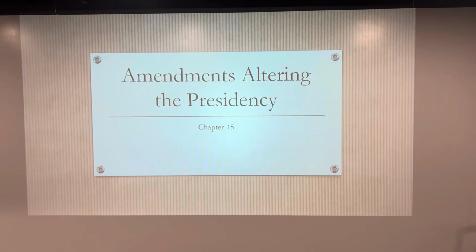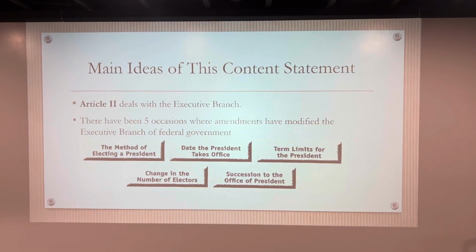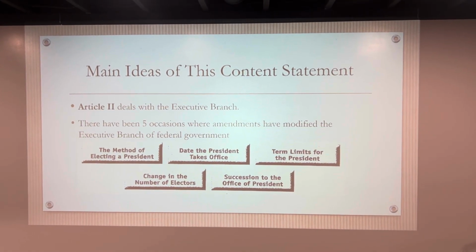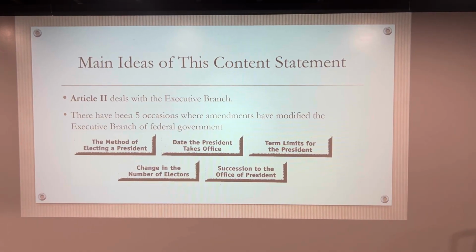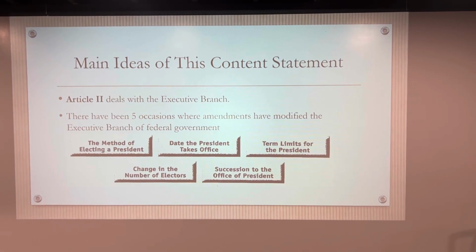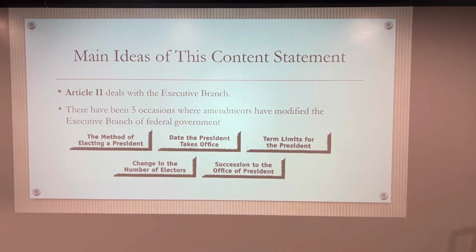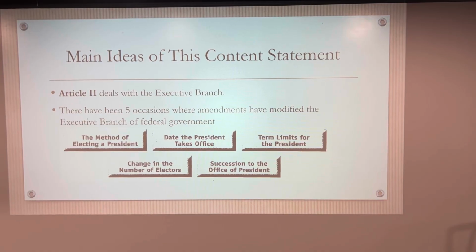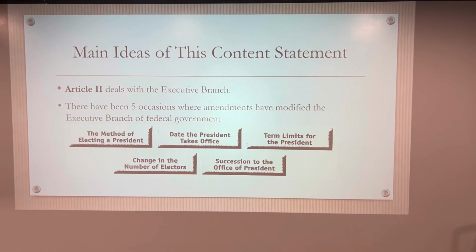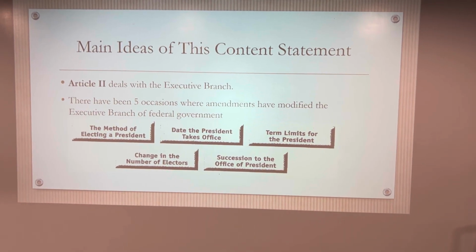Chapter 15, Amendments Altering the Presidency. Article 2 of the Constitution deals with the executive branch. There have been 5 occasions where amendments have modified the executive branch of the federal government: the method of electing a president, the date the president takes office, term limits for the president, change in the number of electors for the president, and the succession to the office of the president.